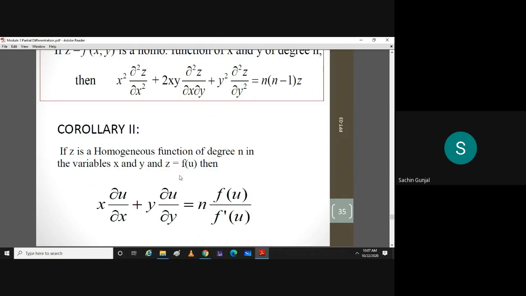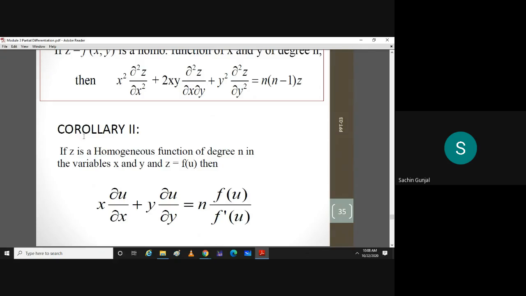U is equal to sine inverse of x square plus y square. Okay. So U is not homogeneous.